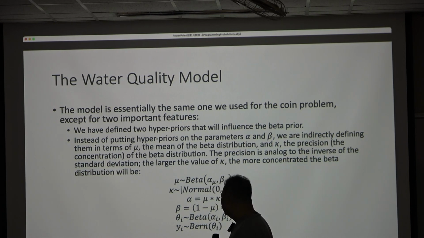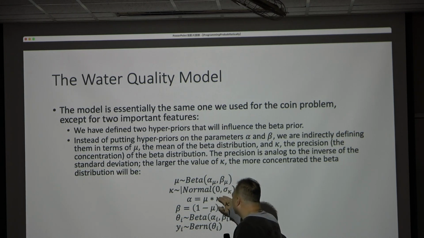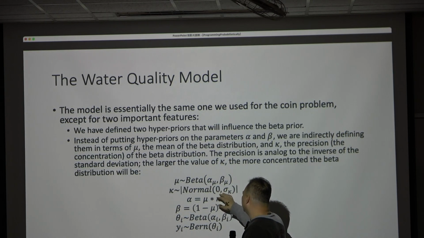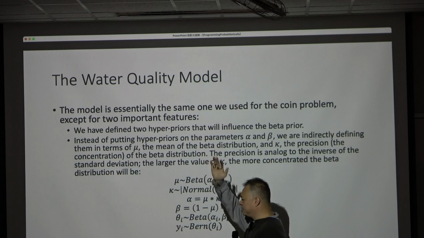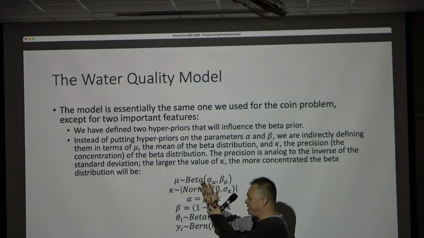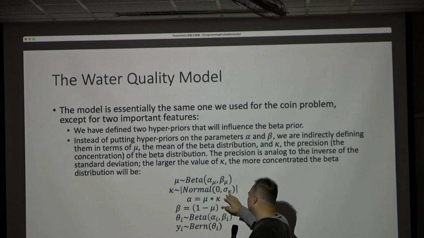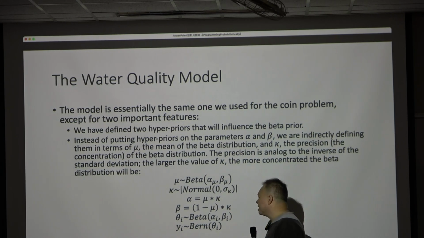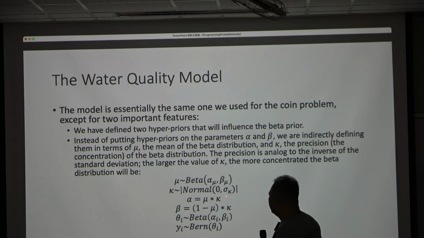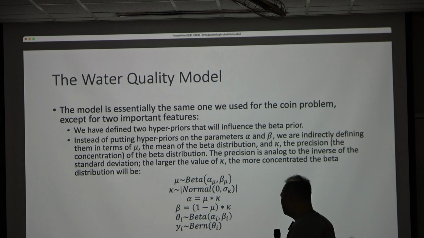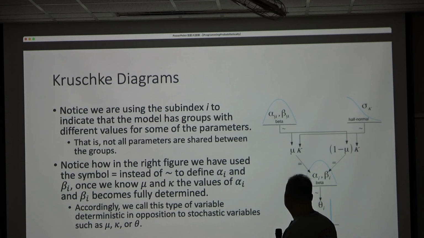And for kappa, because kappa has to be greater than 0, we set it to be a half normal with a mean 0. The mean 0 just means it's starting from 0, it's half of the normal distribution, starting from 0, with a standard deviation sigma kappa. And then if you represent this model in a Kruschke diagram, it looks like this.